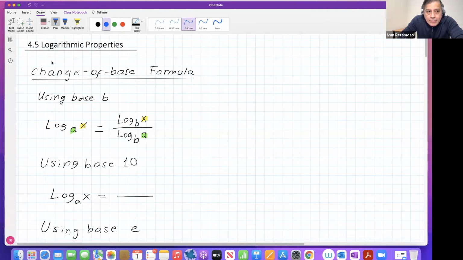Today we're going to talk about section 4.5, logarithmic properties. And then in the second part, we will talk about solving logarithmic and exponential equations in general.